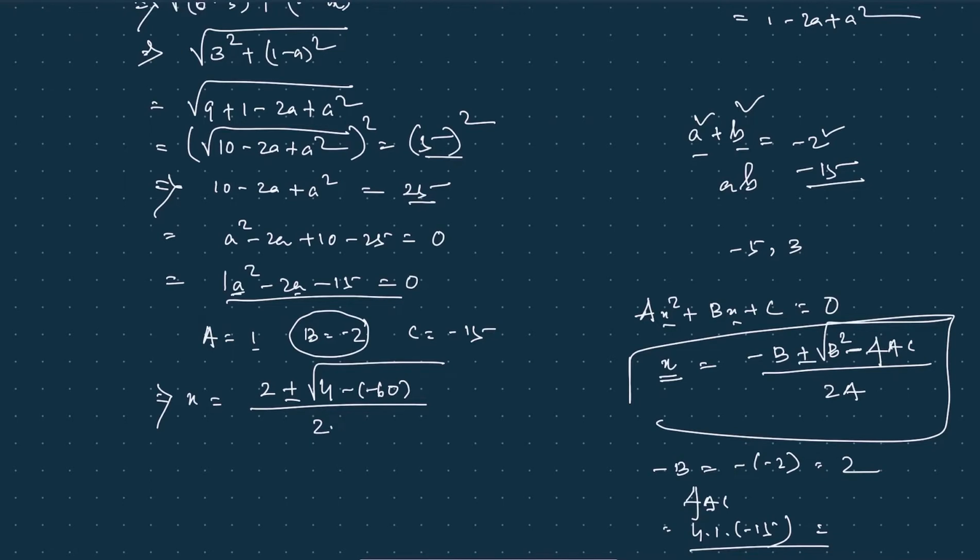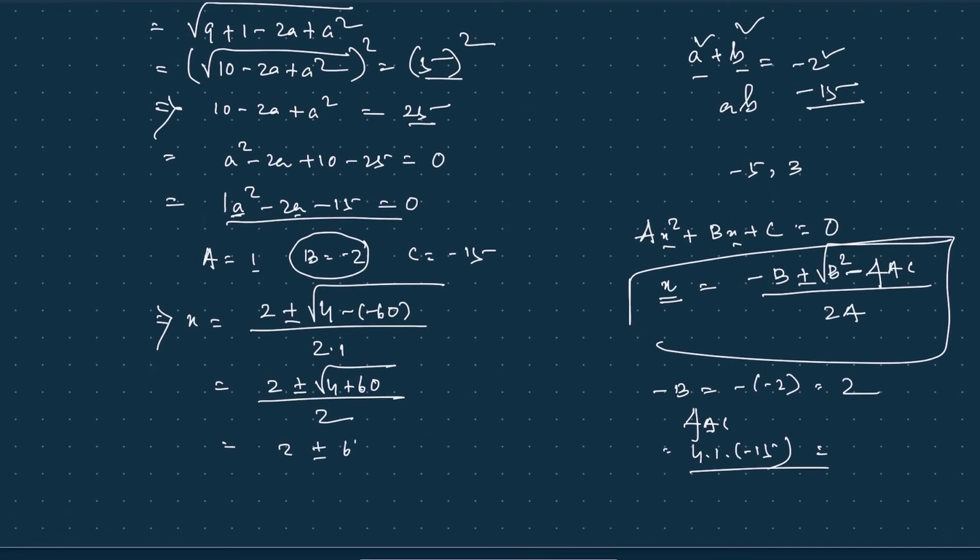A is equal to 1. Then 2 plus or minus 4 plus 60 under square root, by 2. So 2 plus or minus 64 under square root, by 2. We know that the square root of 64 is equal to 8, because when 8 is multiplied 2 times, the answer is 64. So now 2 plus or minus 8 by 2.